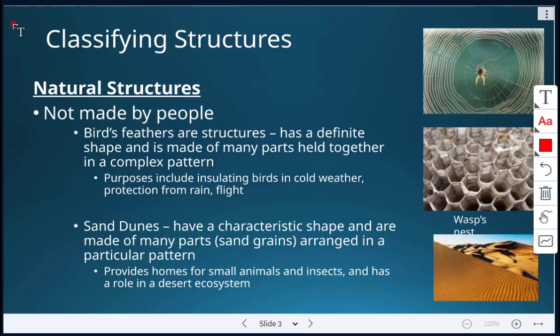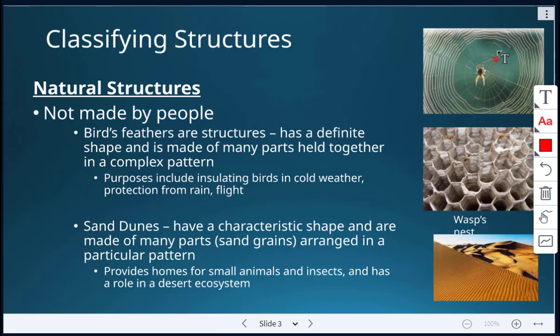Okay, so we're going to talk about how to classify structures. There are natural structures. These are not made by people; they occur in nature. For example, birds' feathers are structures. A feather has a definite shape. It's made of many parts held together in a complex pattern. Purposes include insulating the bird in cold weather, protection from rain because they're usually waterproof, as well as flight.